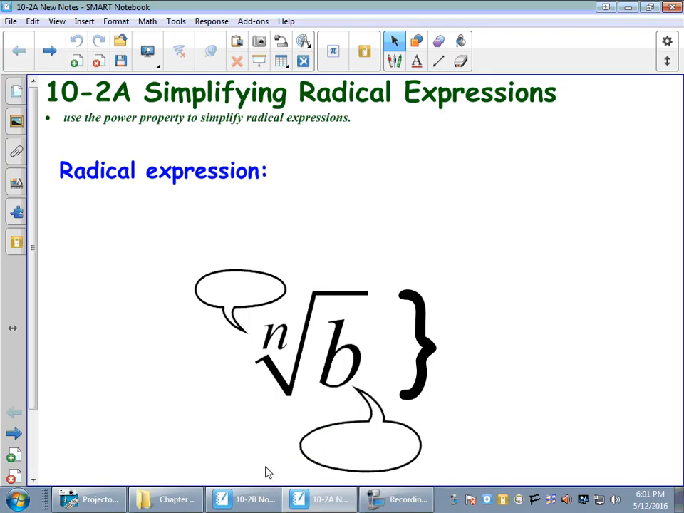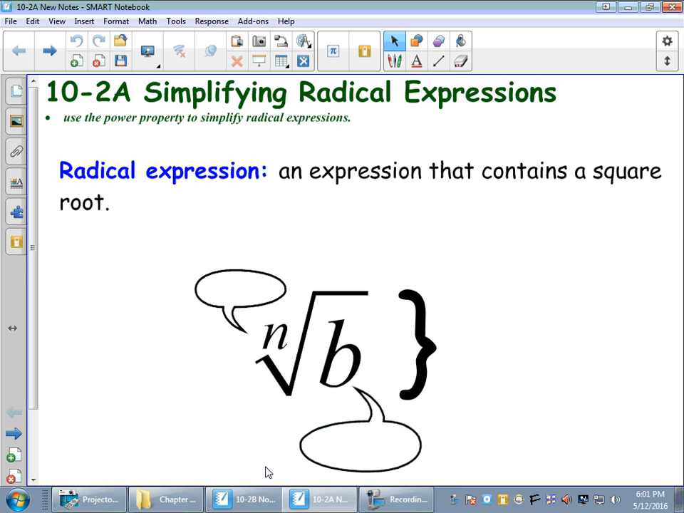These are your 10-2A notes, simplifying radical expressions. And so this is the intro to what we'll be doing this chapter. We're going to actually take 3 days to go over concepts in section 10-2. We're skipping 10-1 completely. That's actually graphing a radical equation.